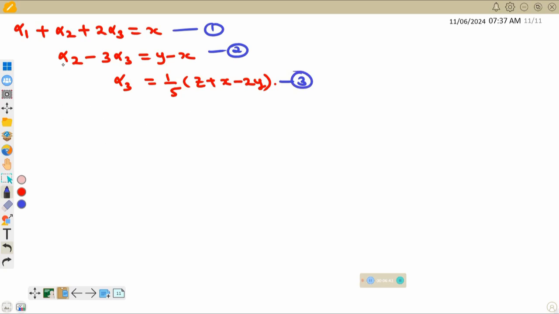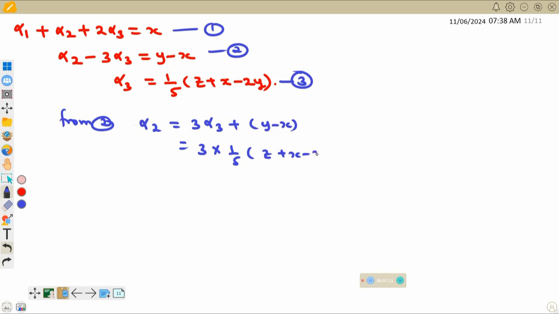So from equation 2, we can substitute for alpha 3. In other words, from 2 we can say alpha 2 is the same as 3 alpha 3 plus, when we bring this one this side, plus y minus x. So we already have alpha 3, so this is 3 times 1 upon 5 into z plus x minus 2y. But we are also adding there y minus x.